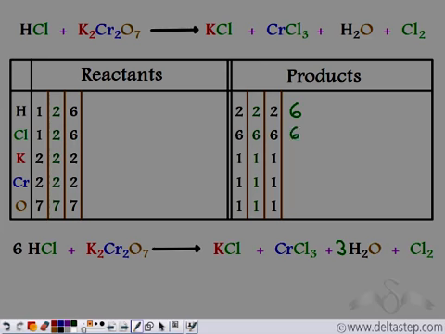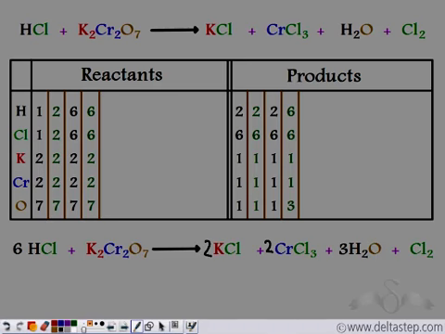Chlorine is 6. Potassium is 1. Chromium is 1. And oxygen atoms has now changed. So this becomes 3. On the reactant side we have not made any change. So this remains the same. Now if you look at the equation, hydrogen is balanced, chlorine is balanced. Now our potassium and chromium atoms are not balanced. Over here we see 2 atoms, here we see 1 atom. So we can balance both simultaneously. So let's put a 2 before both.